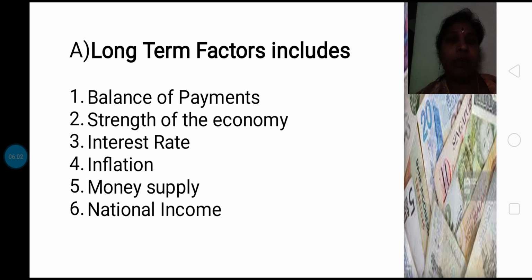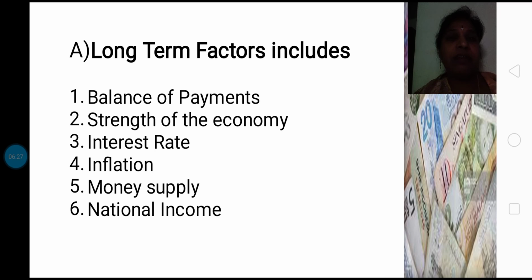The fifth point is money supply. How money supply will influence the exchange rate. Increase in the money supply will cause inflation. When there is more inflation, then the value of the currency will come down. When there is more money supply, it will have a negative impact on the exchange rate. So money supply also will determine the exchange rate.